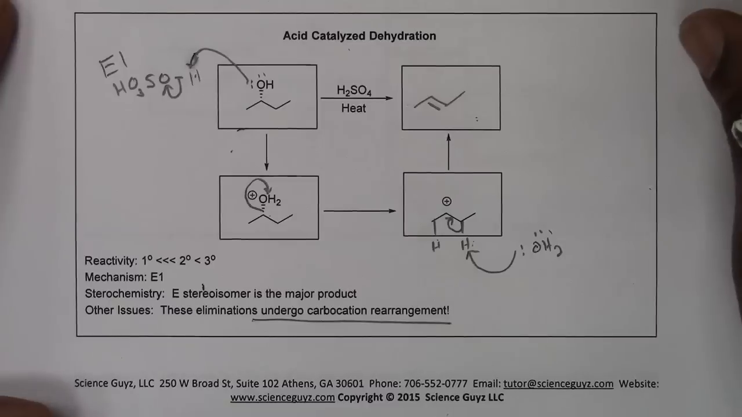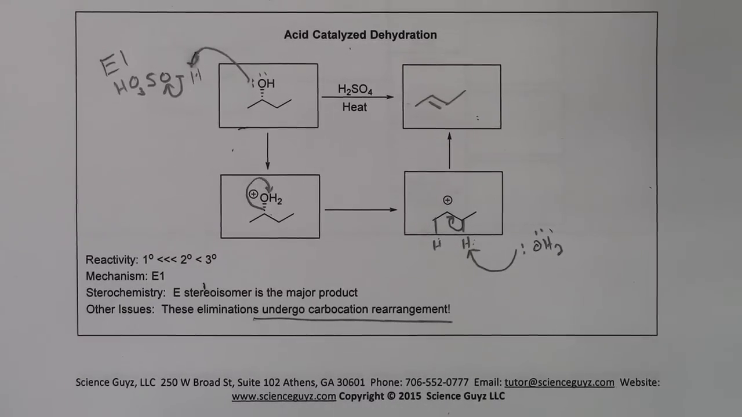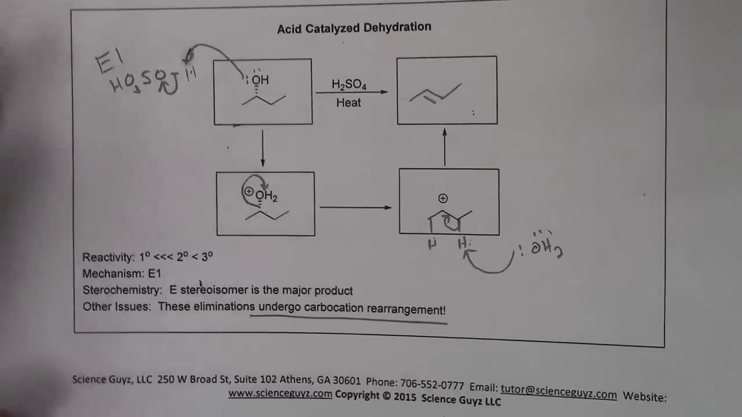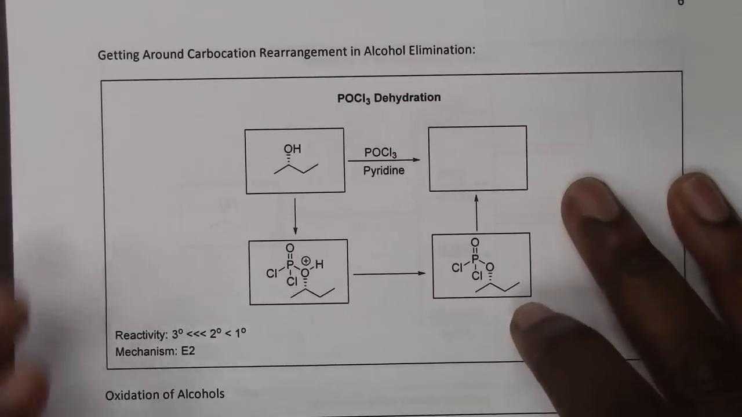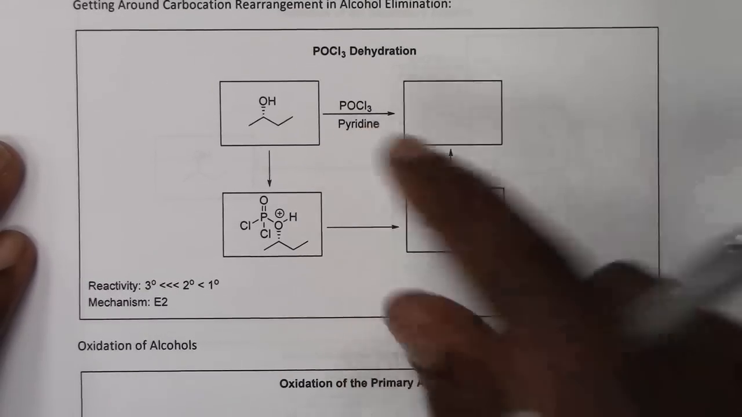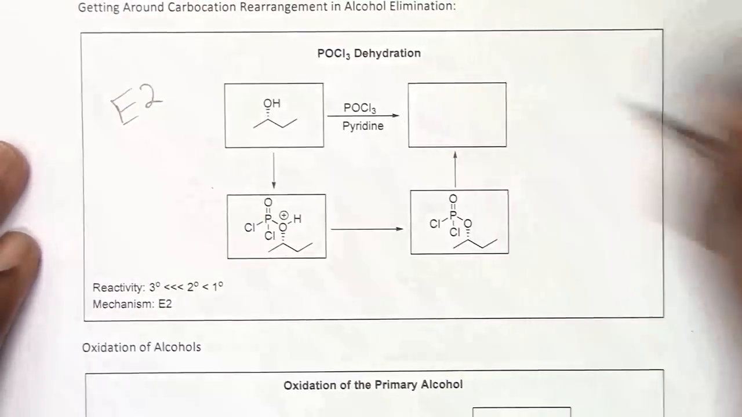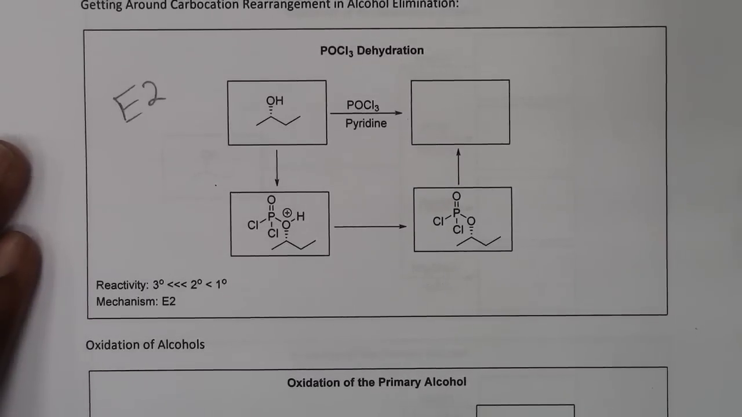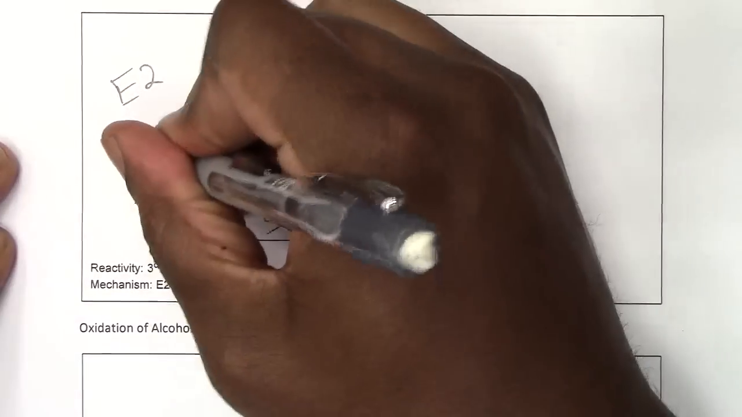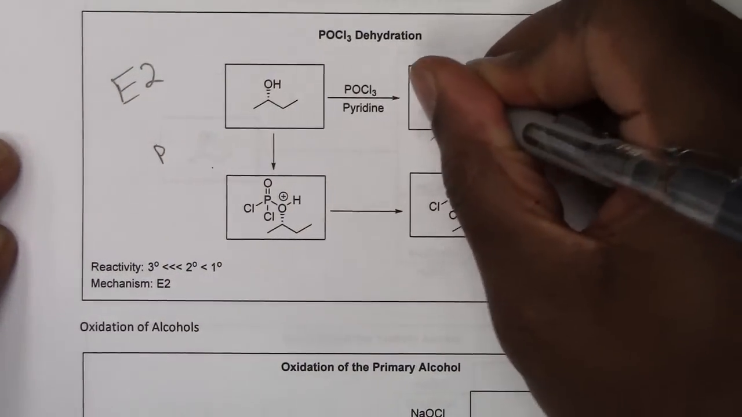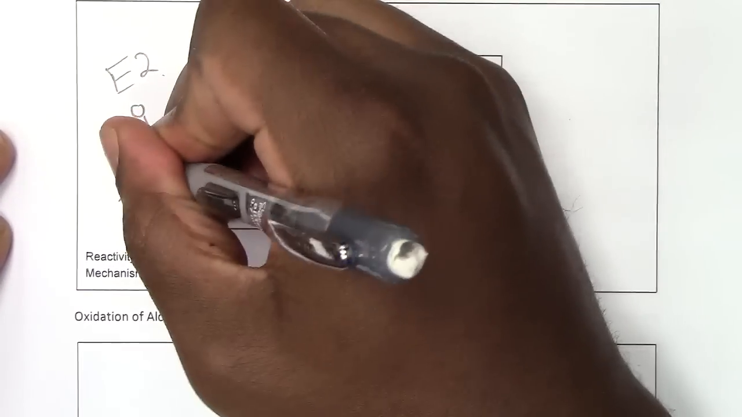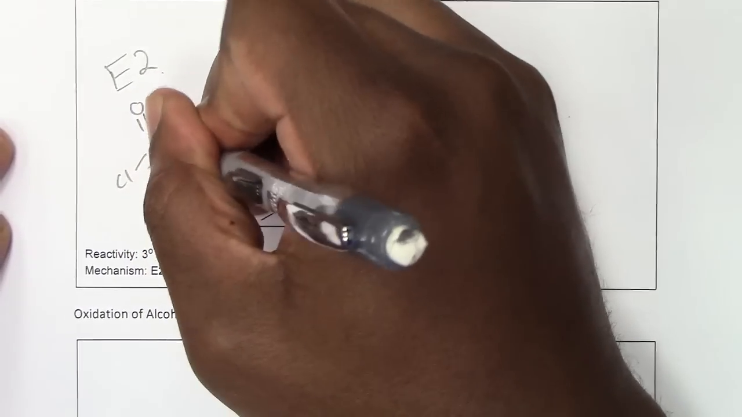Questions on this? Now, if we want to avoid having to go through a potential carbocation rearrangement, but we still want to dehydrate an alcohol, we can get around the carbocation rearrangement problem by using POCl3 and pyridine. POCl3 and pyridine is always an E2 reaction. And again, it allows us to circumvent forming a carbocation. So let's look at the mechanism for this. The product is going to be the same, but note that this is E2, and so we don't have to worry about carbocation rearrangements.